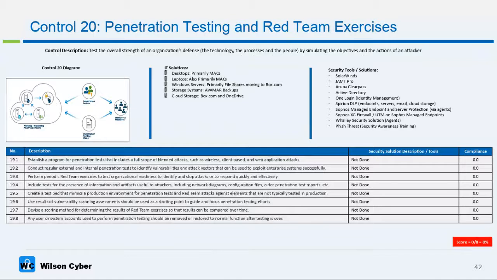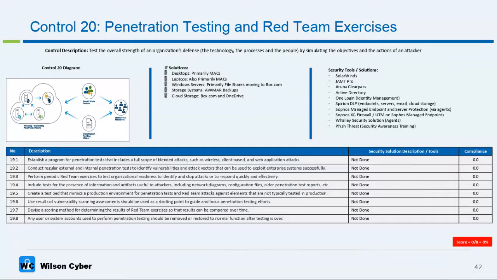And the last control, testing red team exercises. That's the overall strength of an organization's defense, the technology, the process, and the people, simulating objectives and the actions of an attacker. Here we have 8 subcontrols. Establish a program for pen tests that includes full scope of blended attacks, wireless, client-based, etc. Conduct regular external and internal pen tests to identify vulnerabilities and attack vectors. Perform periodic red team exercises to test organizational readiness to identify and stop attacks.